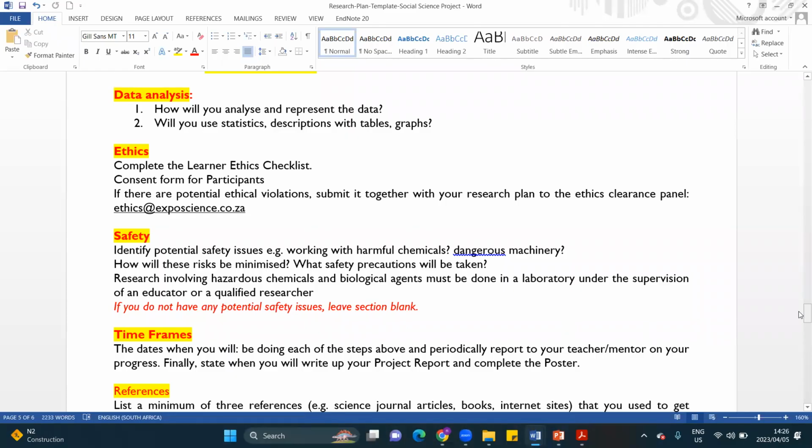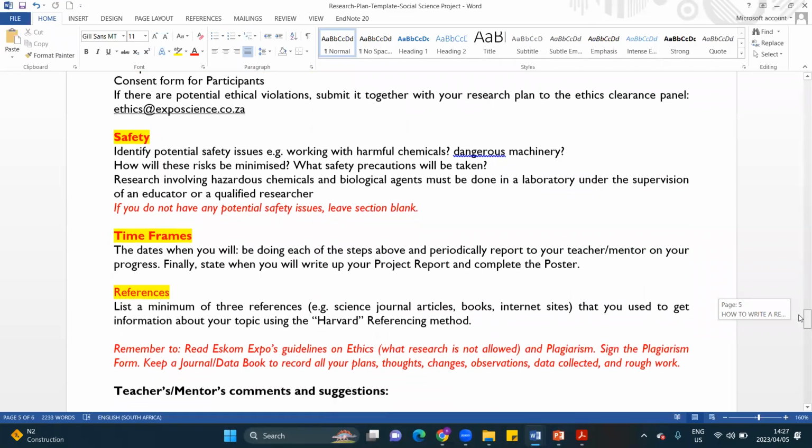And all of these consent forms and everything must be put into the data file, right? Don't forget to keep your journal. Remember, we are recording everything in our journal, but the actual consent forms go into the data file.